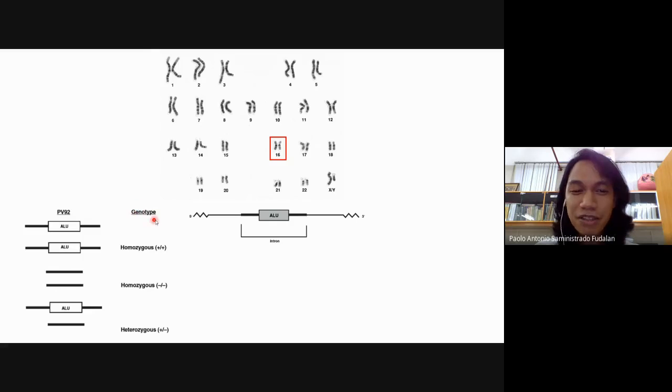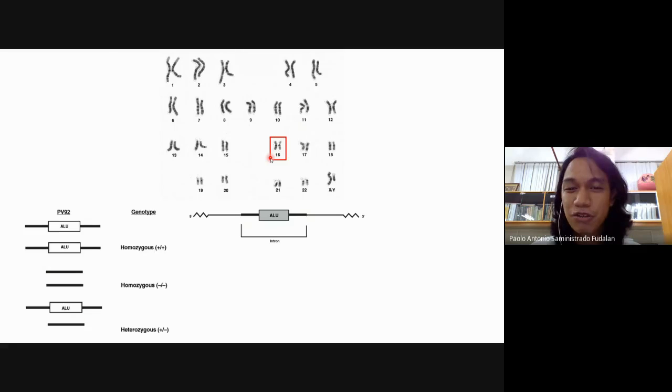So in terms of genotype, these are the terms. I could be homozygous positive, homozygous negative, or heterozygous, a positive negative for the ALU gene. Meaning to say, whatever DNA we extracted, we don't need all of it. In fact, we are wasting our time if we analyze all of it because there's a lot. We only need to analyze one gene from chromosome 16.